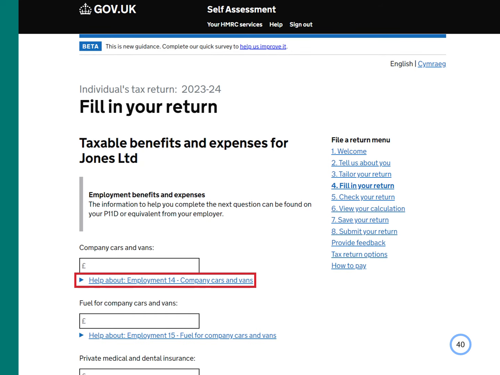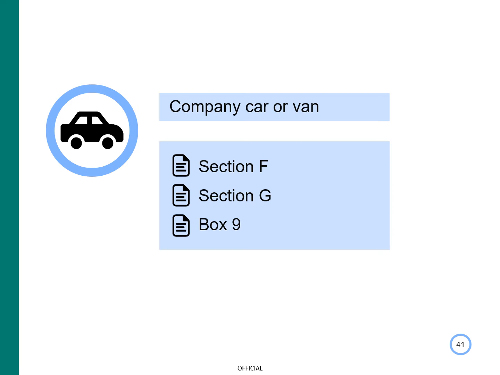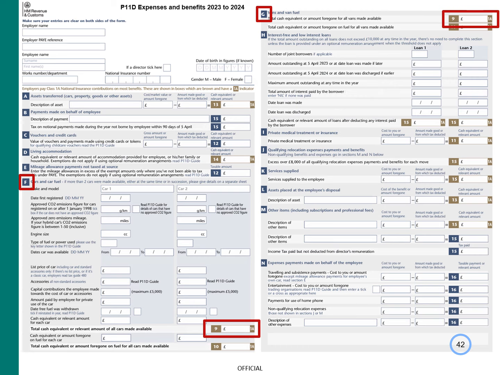The Help About guidance for each box tells you what to include. It also tells you the section and box number on the P11D where you can find the details. For example, if you had a company car or van, you can find the amounts to enter in section F and G, box 9 on the P11D. So these are the boxes on the P11D where you'll find the amounts you need to show.